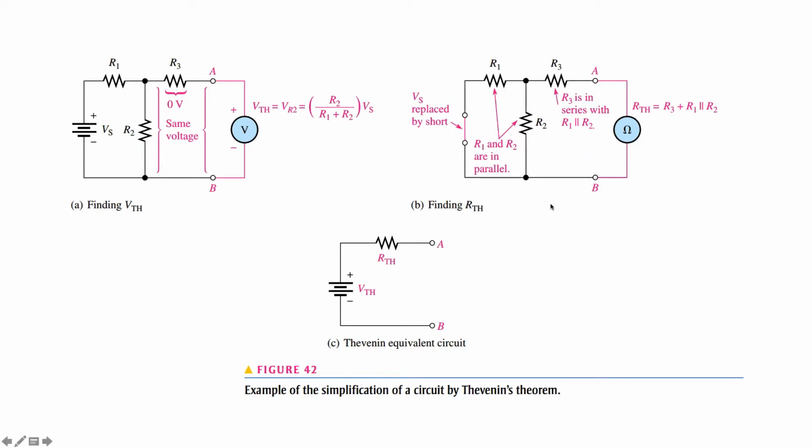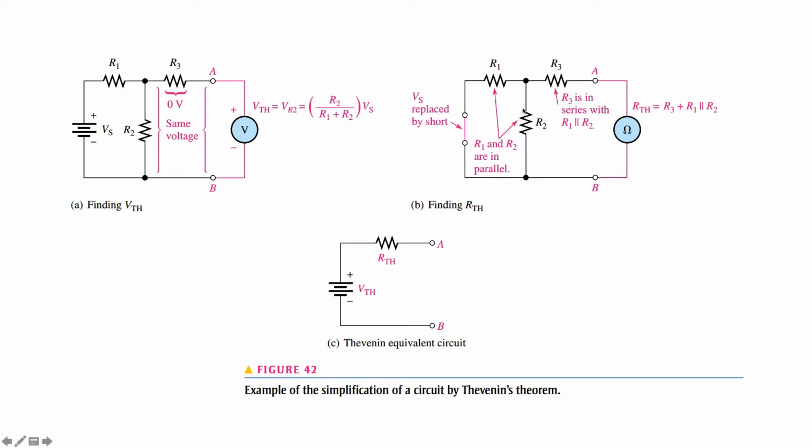On the other hand, to get the Thevenin equivalent resistance, we replace the voltage source by its internal resistance, which in this case is zero, and thus it's just a wire that is shorted. We then determine the equivalent resistance at points A and B. In this case, R1 and R2 are parallel to each other.